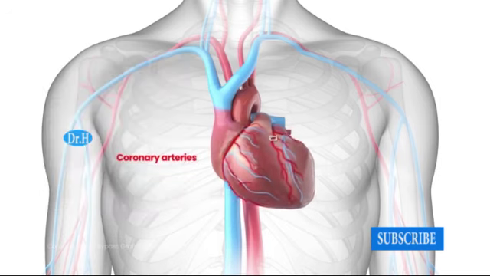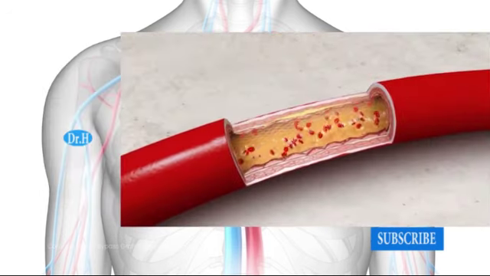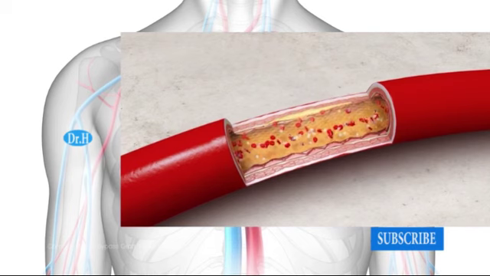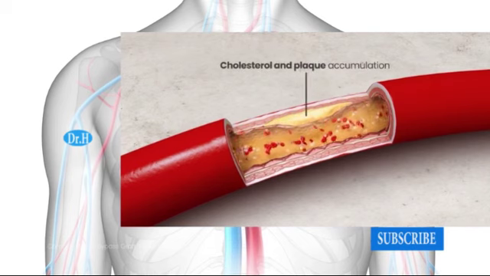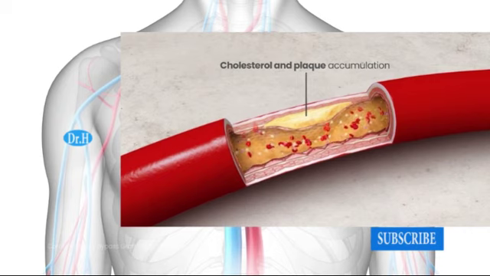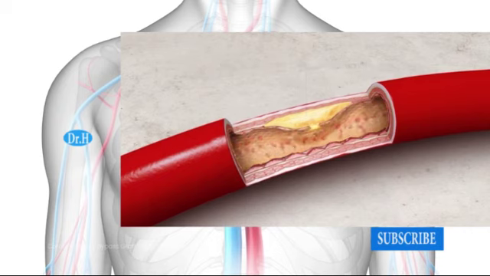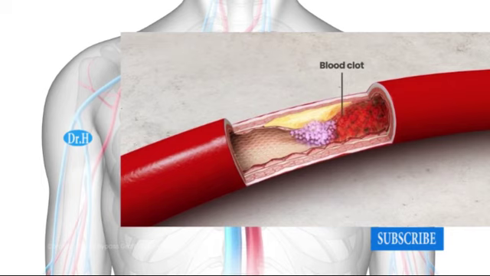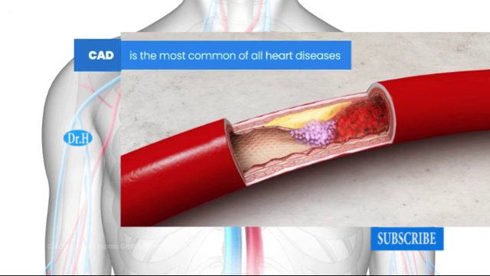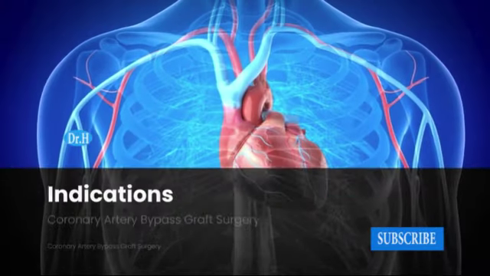Coronary artery disease usually occurs when cholesterol and plaque accumulate inside the coronary arteries, blocking the flow of oxygen-rich blood to the heart muscles. The plaque can sometimes break off and form a blood clot that can completely block the vessels, leading to permanent heart damage. CAD is the most common of all heart diseases and a leading cause of death in both men and women.